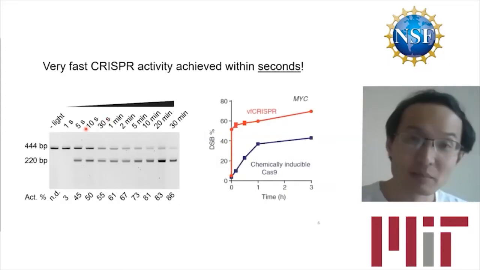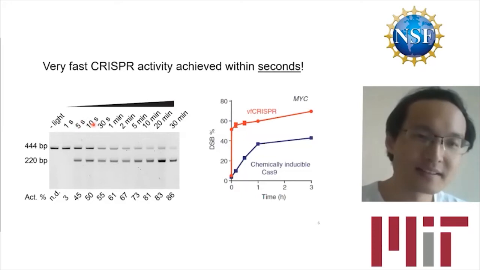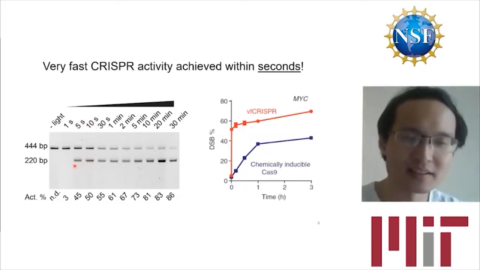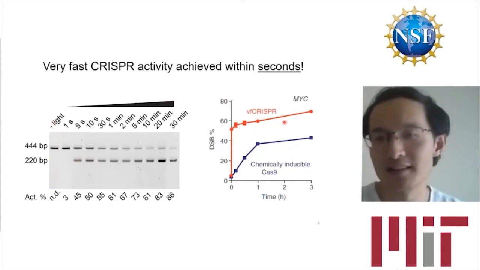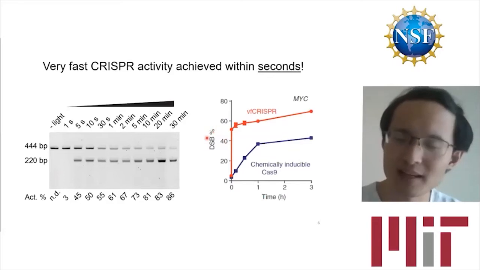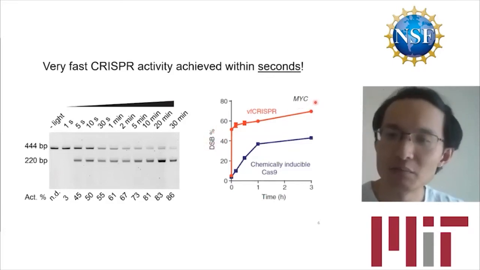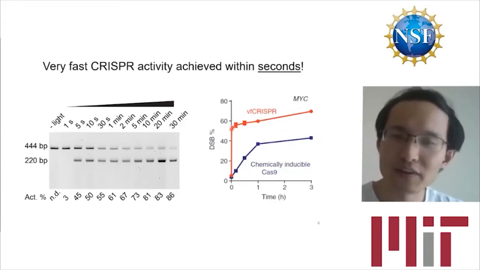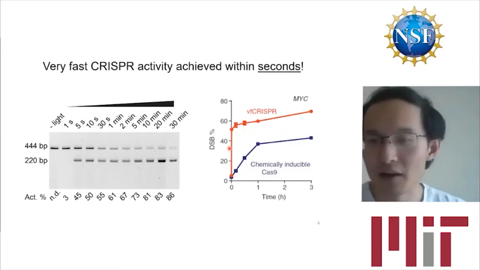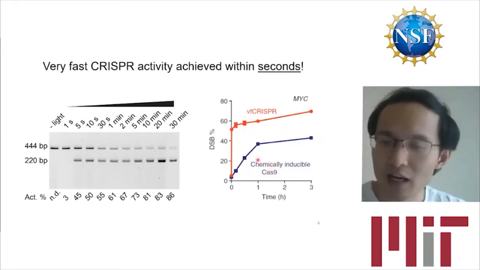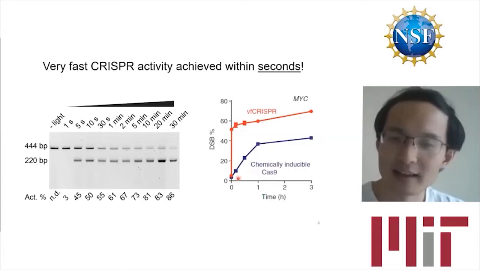What about the light-dependent cleavage? Here we shine the light, and you see after 5 to 10 seconds, we achieved over 50% of the cleavage activity. Without light, you don't see much. We also demonstrated this in cells. We measured the double-strand break percentage in HEK cells at the gene called MYC. We showed that we can achieve over 50% double-strand break at this locus 30 seconds after light stimulation. Compared to other state-of-the-art inducible Cas9 systems, we significantly increased the cleavage kinetics from hours scale to seconds scale.